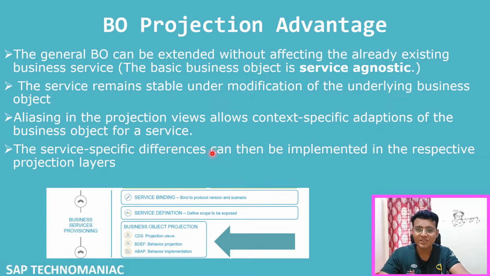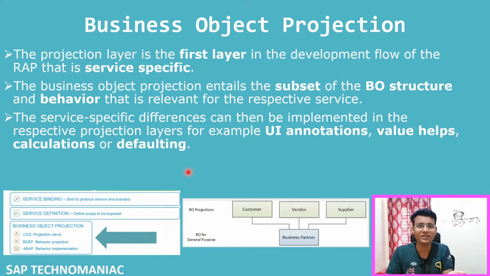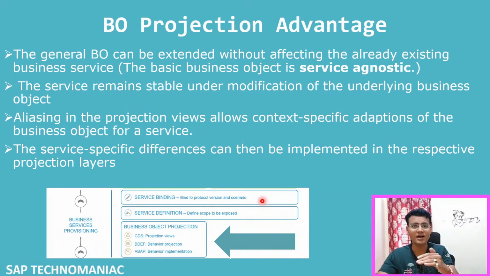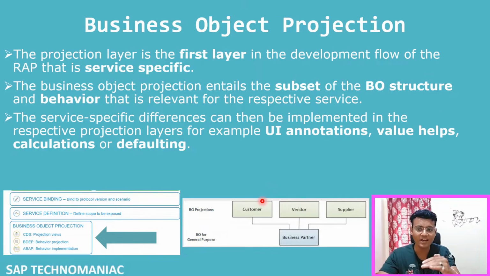The service specific differences can be implemented in the respective projection layer. Whatever the service specific changes, like I told you, if you want to add some additional functionality in customer, we can do that here, and it will not impact other things. So that is the advantage of having the business object projection apart from the base BO we have. That is again the second layer.